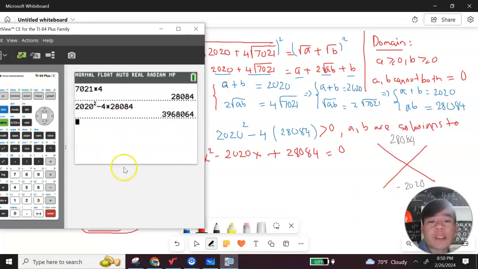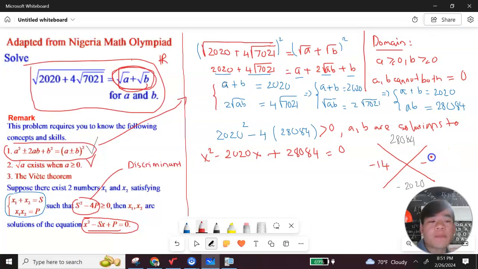Okay, so we're gonna check it. Let's see, 16. Okay, so we have, check this. 14 and 6. Okay, so 2006. We multiply by 14. Okay, it's exactly this. So it should be negative 14 and negative 2006. When you add them up, it's gonna be negative 2020, and when you multiply, it's gonna be 28,084.